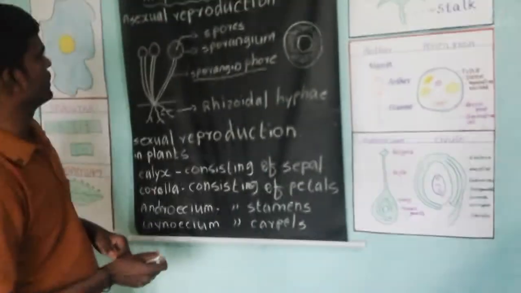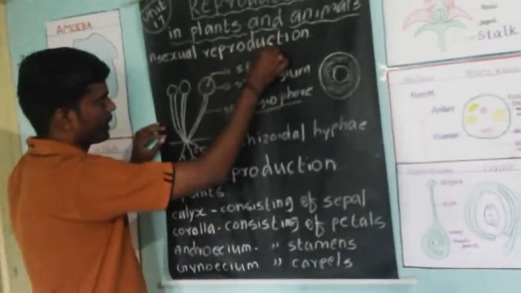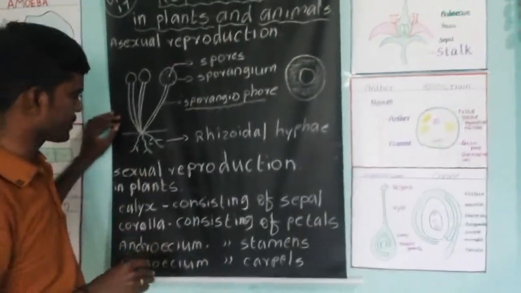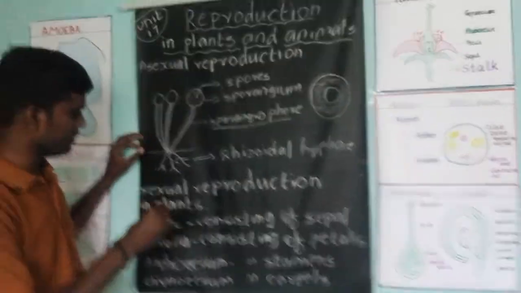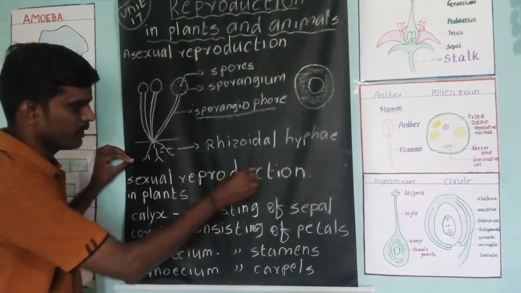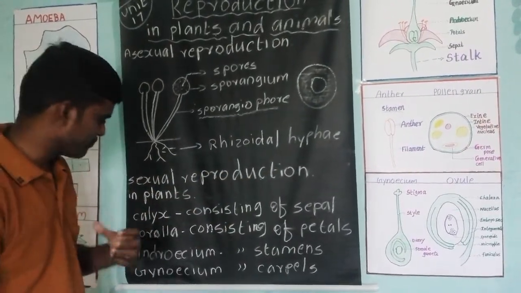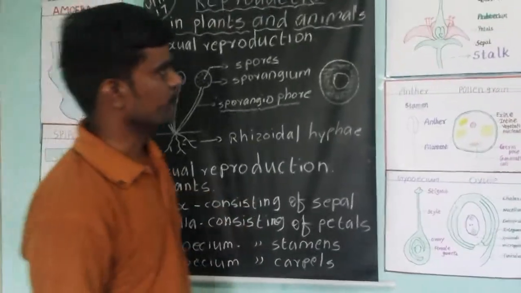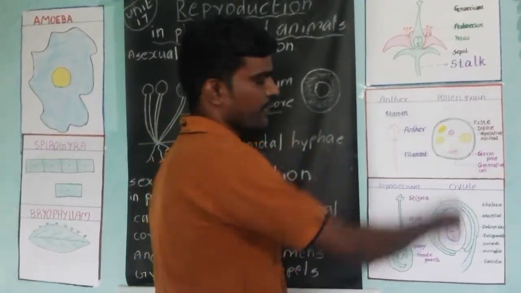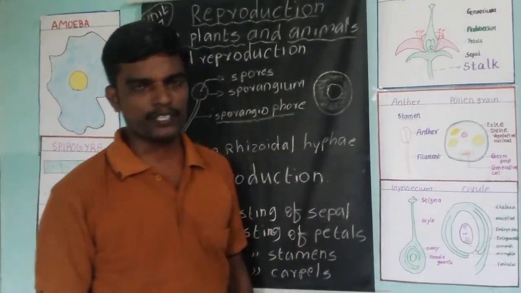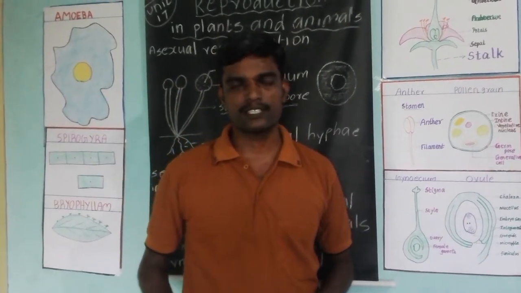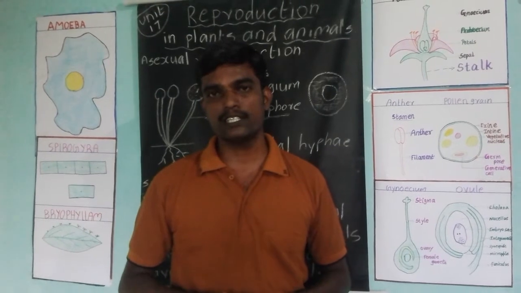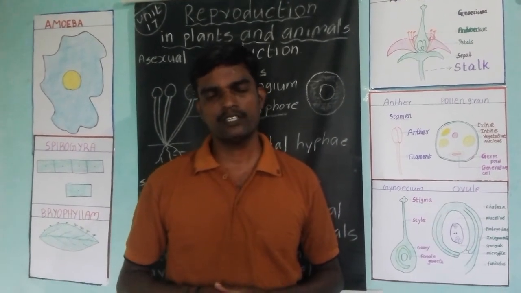In this class today we have studied asexual reproduction, and in asexual reproduction we studied spore formation. Next we studied sexual reproduction in plants, including flower structure, the male reproductive part and the female reproductive part. These are all the things we have seen in this class, and in the next class we will see about pollination. Okay, thank you.